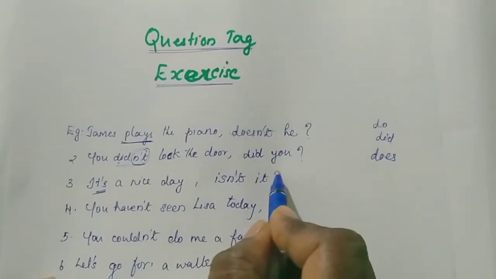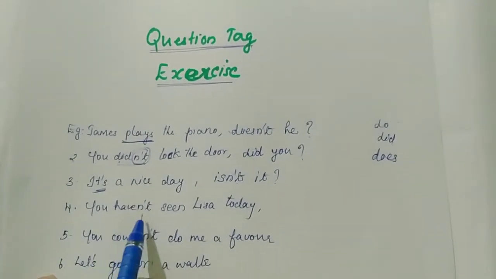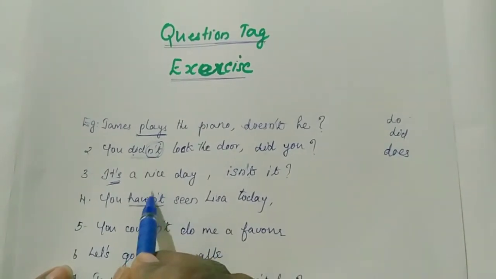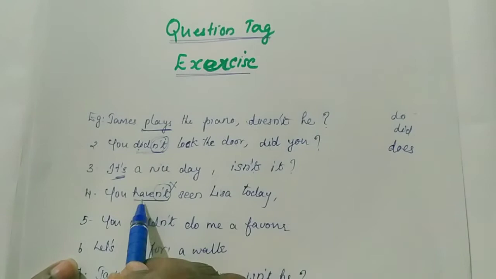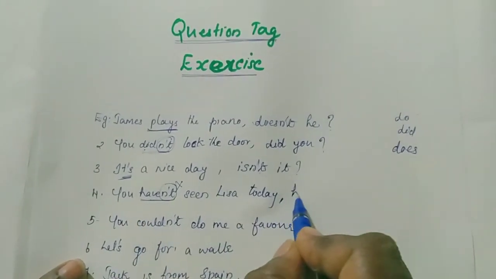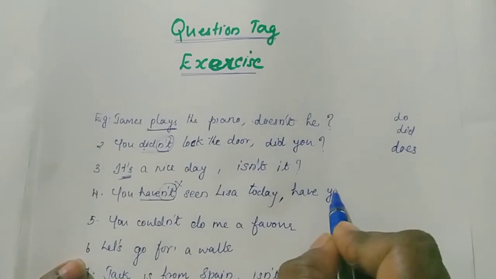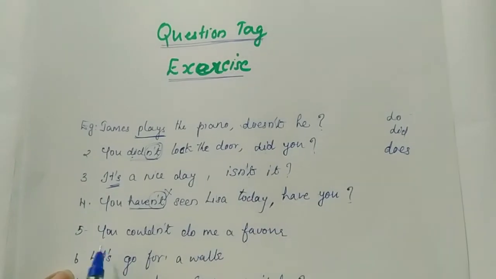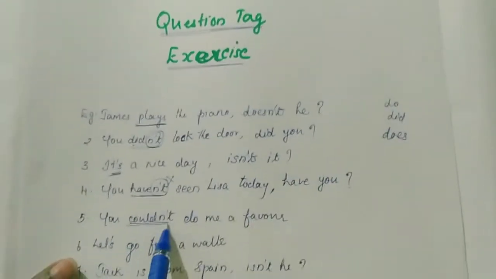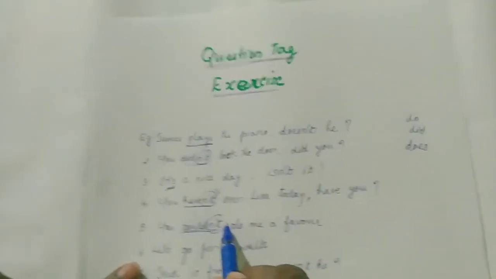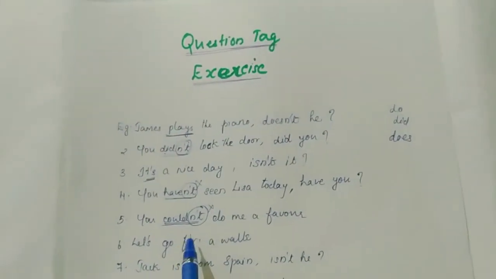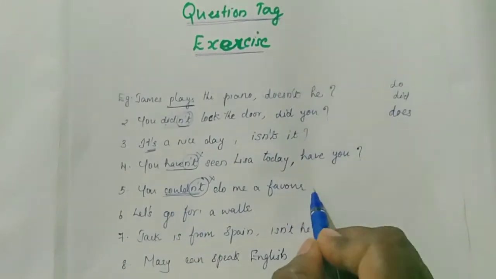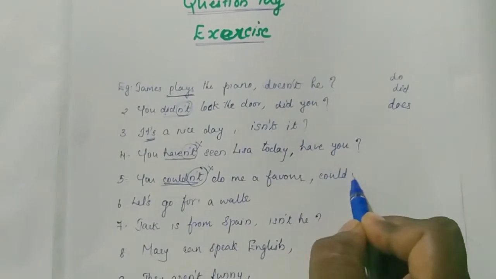Isn't it? You haven't seen Lisa today. What is the auxiliary form? Haven't. This is a negative form. We should remove it and write the positive form, have. What is the subject? You. Question mark. Clear? You couldn't do me a favor. Couldn't. What is the auxiliary form? Could, and the negative form is there. Remove it and write this auxiliary in positive form. Could you?